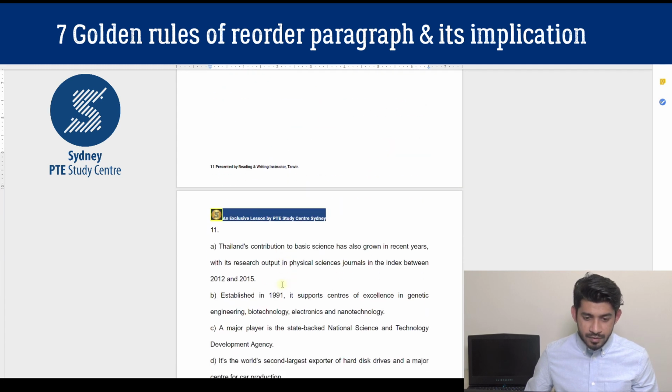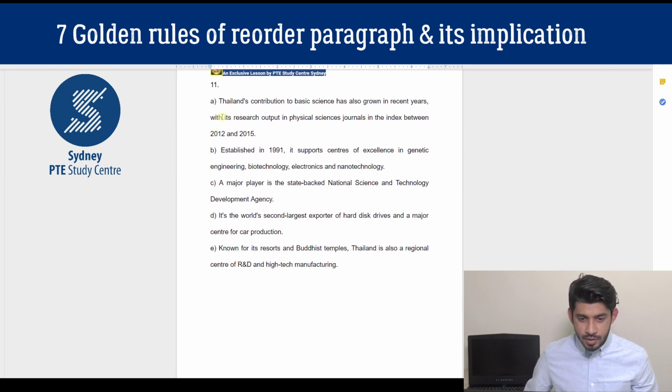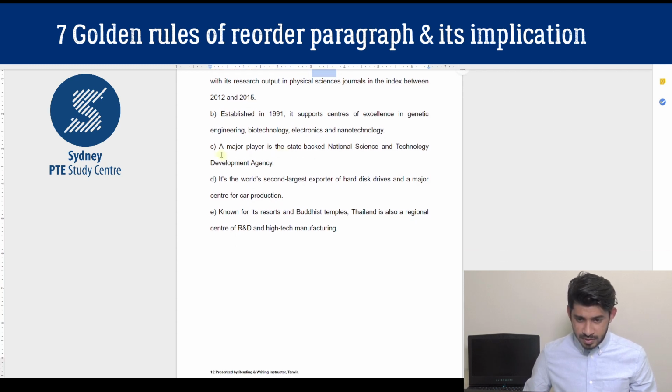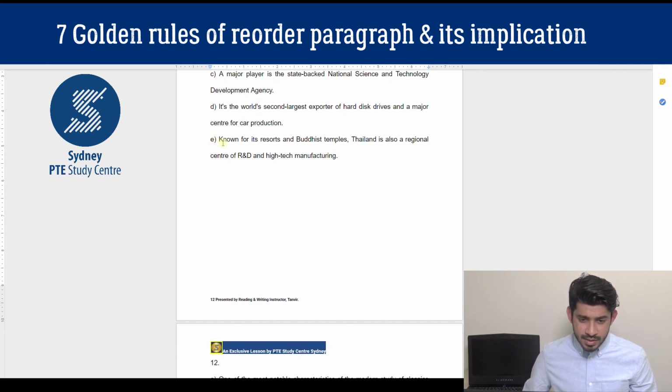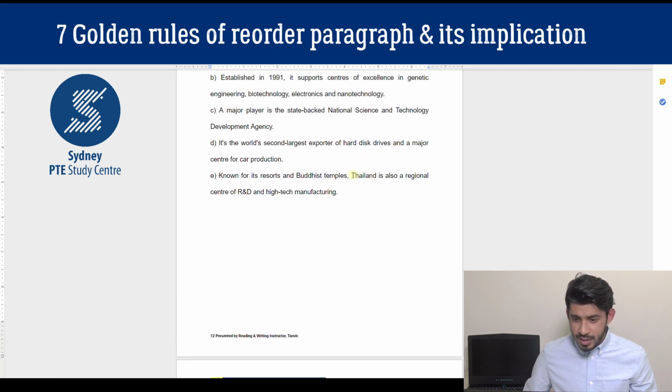Okay, moving forward to number 11. Thailand's contribution. So I know it talks about Thailand, right? Contribution to basic science. So obviously it's going to talk something about basic science. Number B says established in 1991. So something was established. I don't know what that is. Number C says a major player, it talks about an agency named National Science and Technology Development. Number D says it's the world's second largest exporter. I don't know who, so it cannot be your first sentence. E says known for its resorts and Buddhist temples, Thailand is also a regional center of R&D and high-tech manufacturing. So now I've got my subject. It talks about Thailand, right?